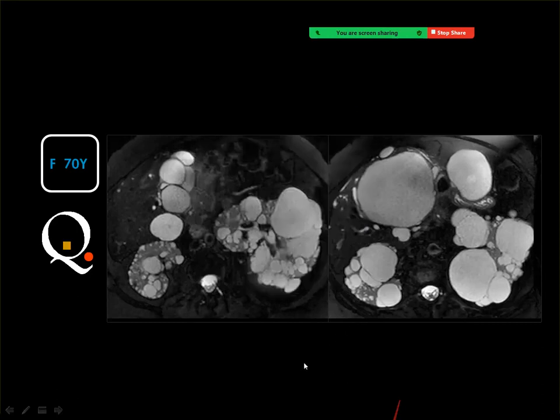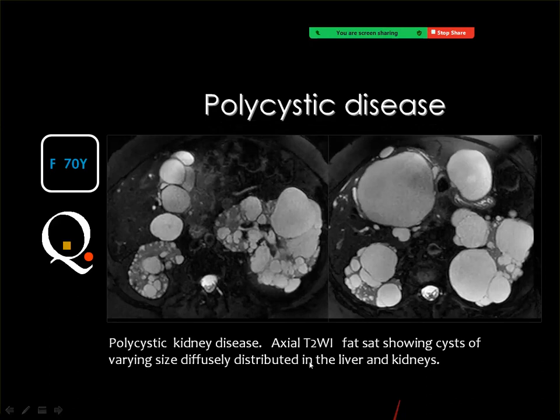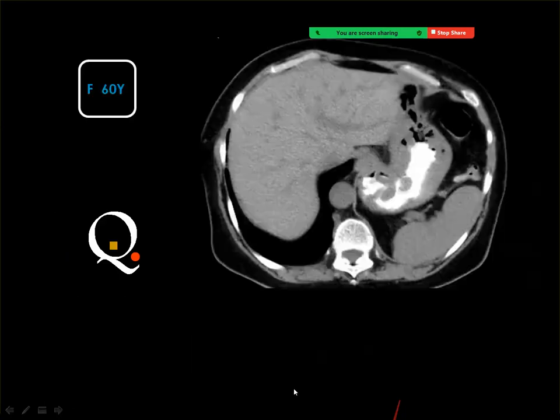Yes, and this is polycystic disease of the liver indicating many cystic lesions in the liver and many cystic lesions in the kidneys. And this is polycystic disease of the liver and kidney. Next case.